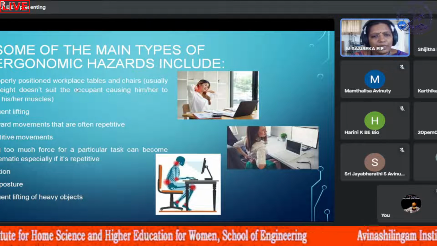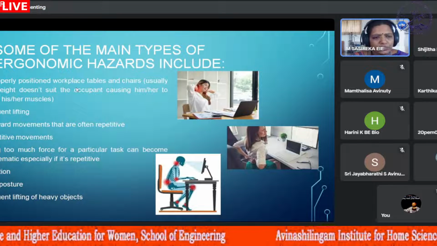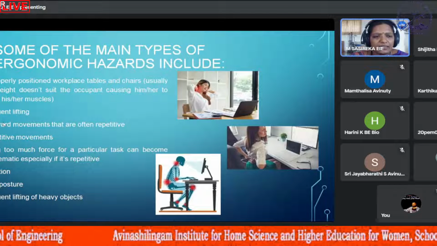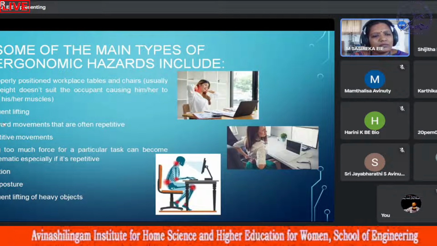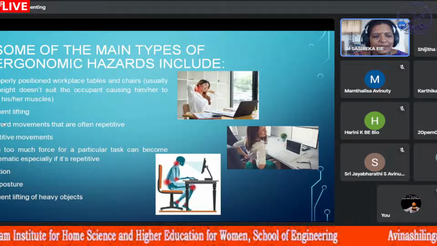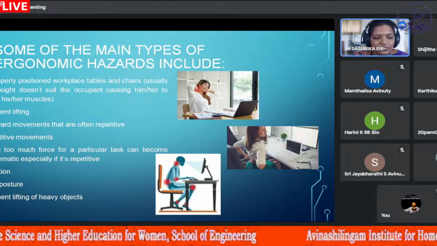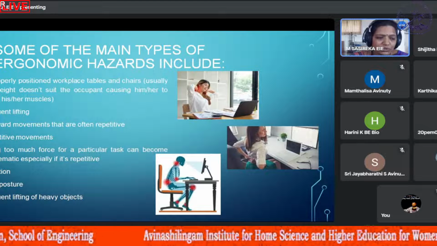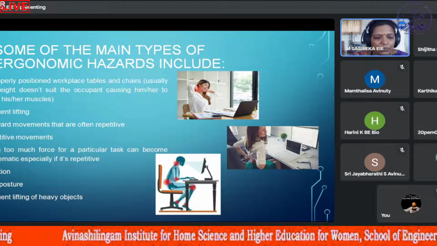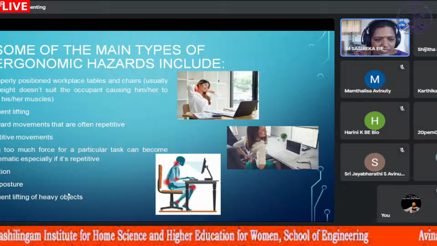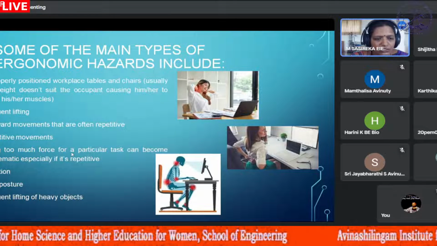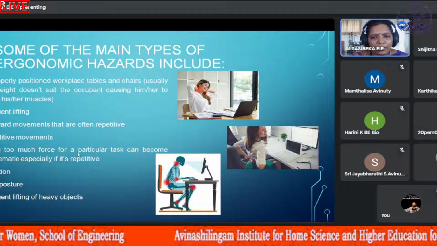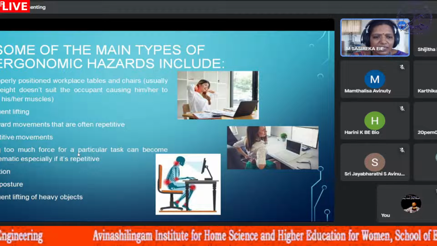Sitting on a chair in an improper position, lifting heavy objects frequently, not making the right movements, and repetitive movements, and then vibration. Some people shake their legs, and that type of vibration leads to nervous problems. Then poor posture, and heavy objects I have told already. Using too much force for a particular task. If all these are repeated for a longer time, they will definitely create problems.